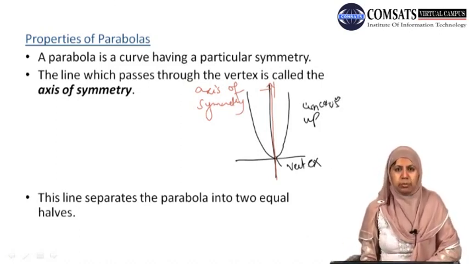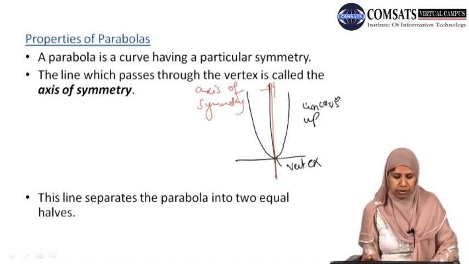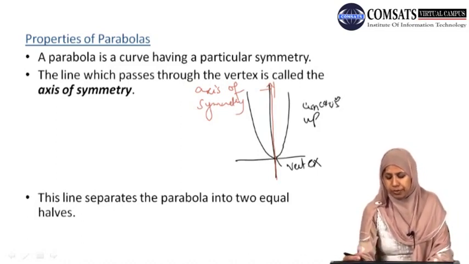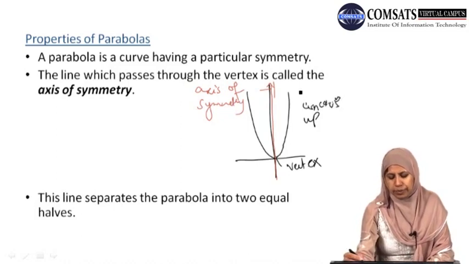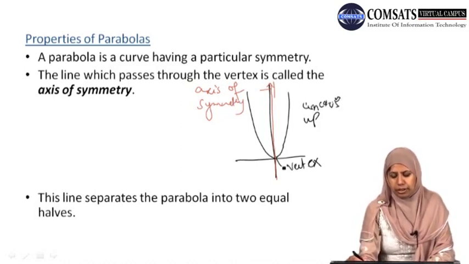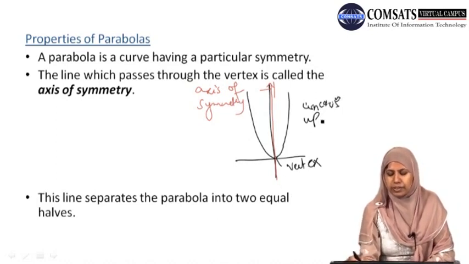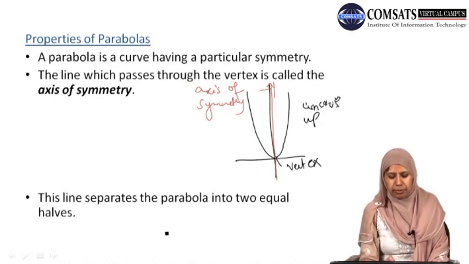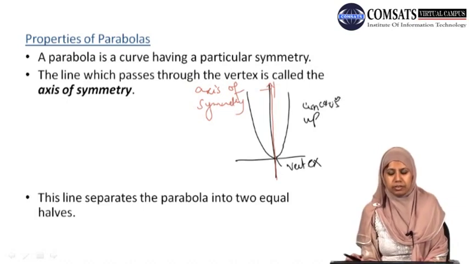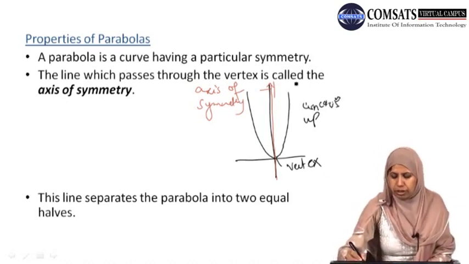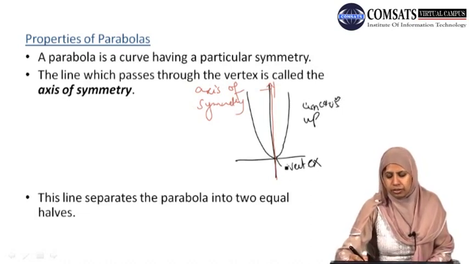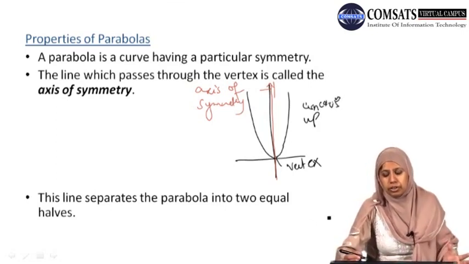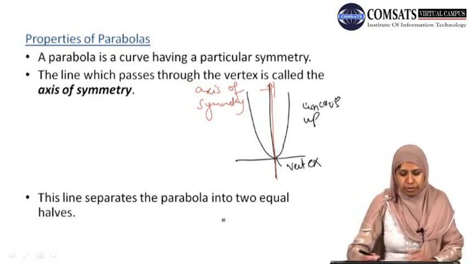Then what does the axis of symmetry do basically? The first point says that a parabola is a curve having a particular symmetry. The parabola has an axis of symmetry. What does this axis of symmetry do? If we look closely at the right side of the axis of symmetry and the left side, the graph is exactly the same. That is, this axis of symmetry separates the parabola into two equal halves. The type of graph or curve shown on the right side of the axis of symmetry will be the exact mirror image on the left side of the axis of symmetry.